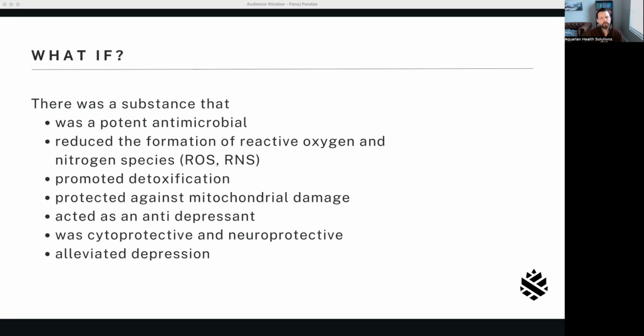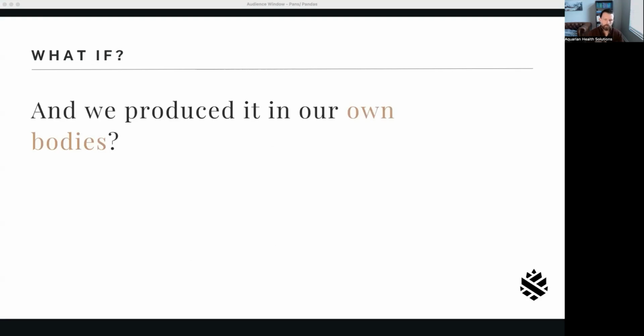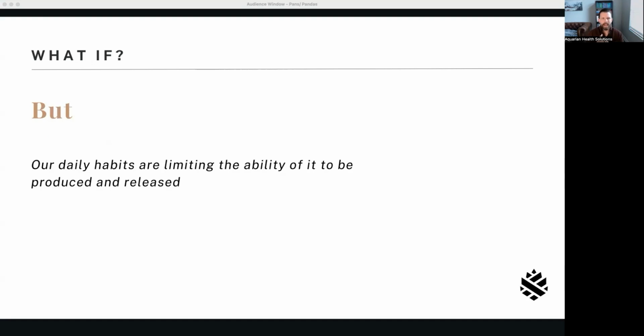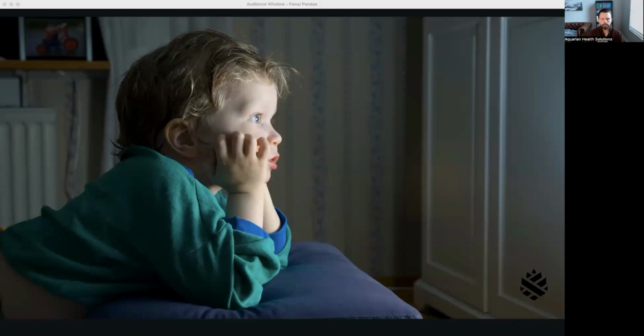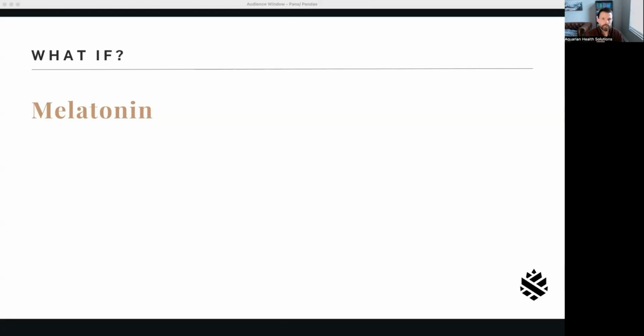And what if there was a substance that was a potent antimicrobial, reduced the formation of reactive oxygen species, promoted detoxification, protected against mitochondrial damage, acted as an antidepressant, was neuroprotective, and alleviated depression? That'd be pretty cool. Even cooler, what if we produced it in our own bodies? But our daily habits limit the ability of it to be produced and to be released. And by daily habits, screen time, by daily habits, blue light at night, all of these things limit this beautiful compound's ability to do all of the necessary things that it's designed to do. And this compound's melatonin, in case you guys didn't guess.